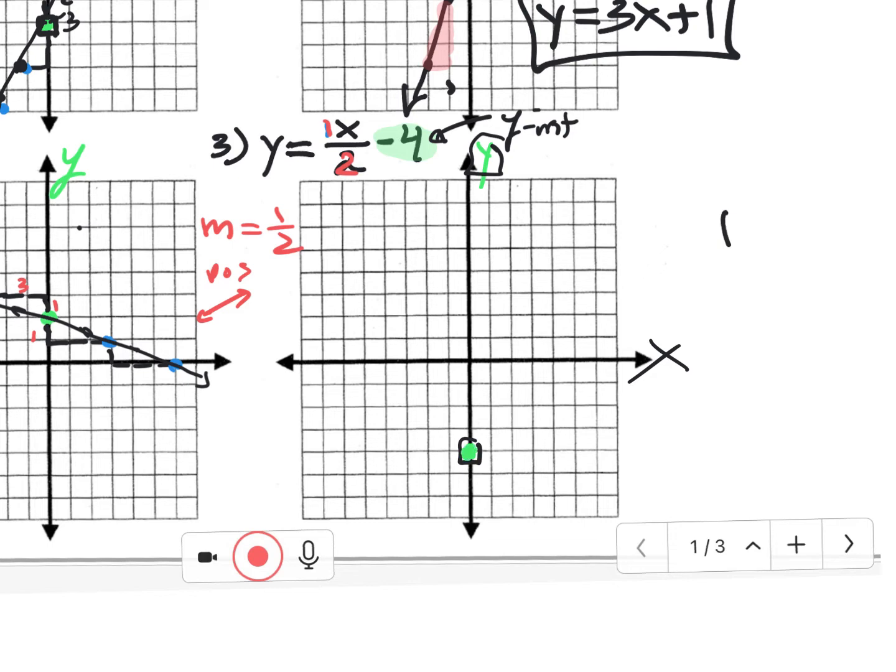And then we're going to use our slope, and we're going to rise and run. So we're going to go up 1 block and over 2, up 1, over 2, up 1, over 2, and we can go down 1 block, over 2, and down 1 block, over 2. And there is our line of solutions.